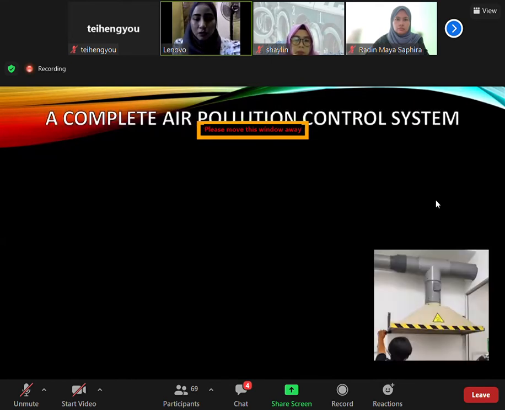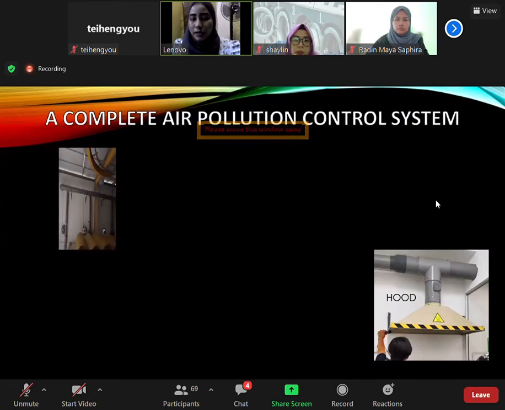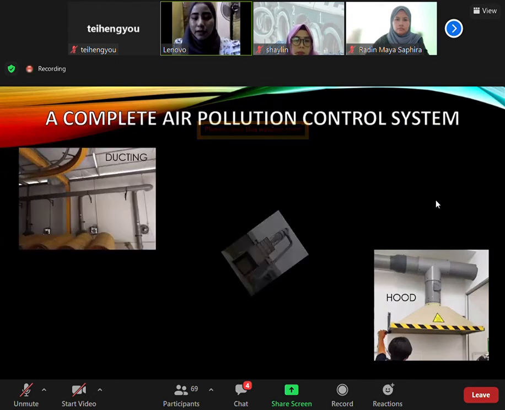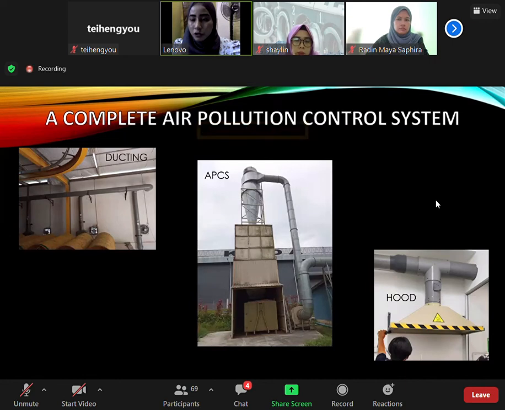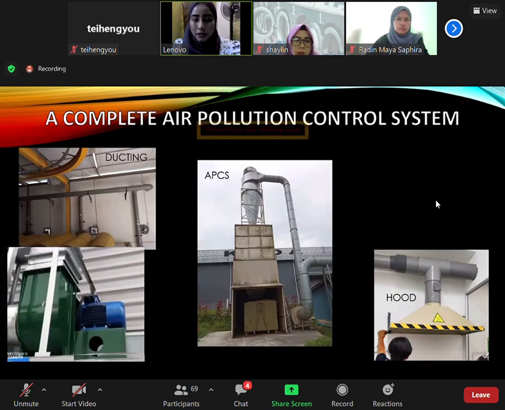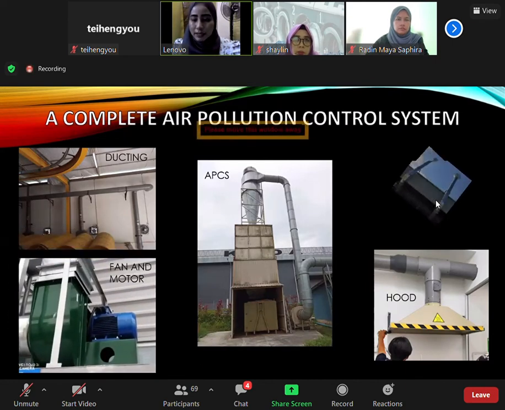Okay. So for a complete air pollution control system, it must have a hood, then ducting, and an air pollution control device. It must have a fan and motor, and lastly a chimney.